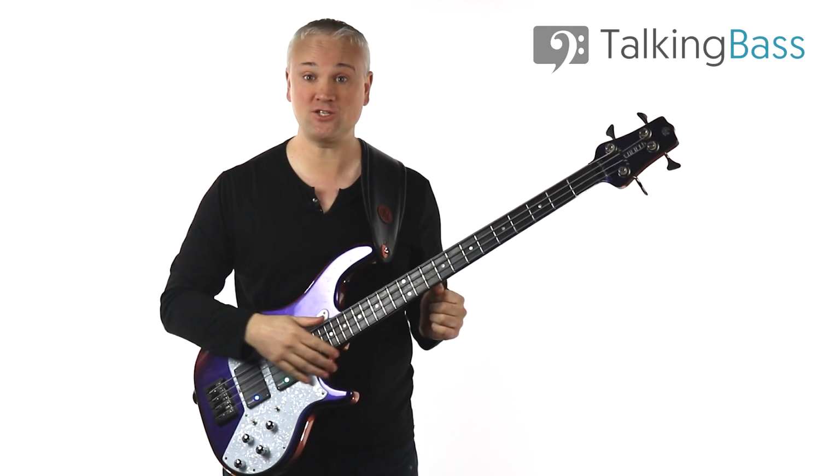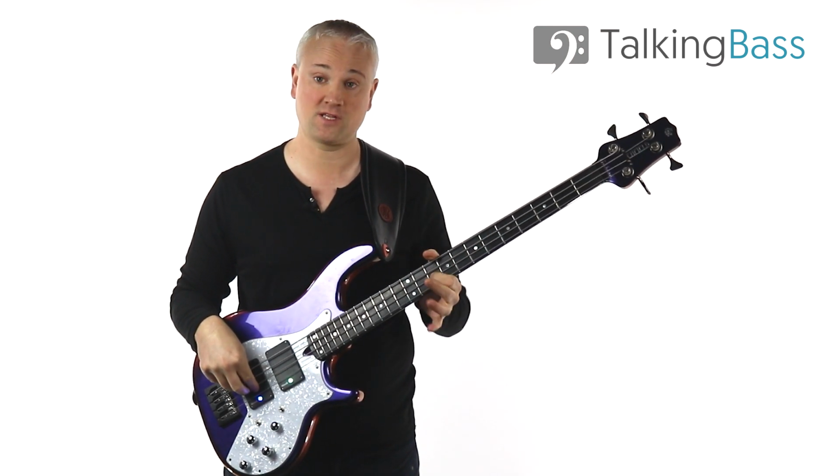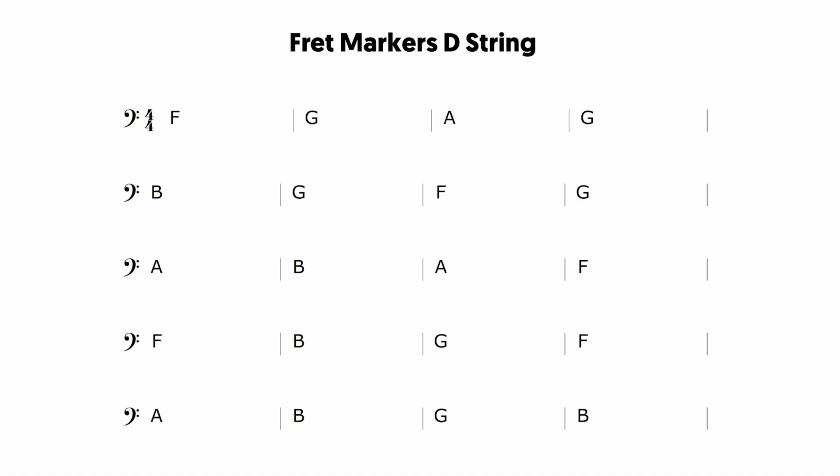So next up we have the D string. Remember we had F, G, A and B for the 3rd, 5th, 7th and 9th frets. So we've got 4 notes here. So let's try with the sheet. So 1, 2, 3, 4. F, 2, 3, 4. G, 2, 3, 4.